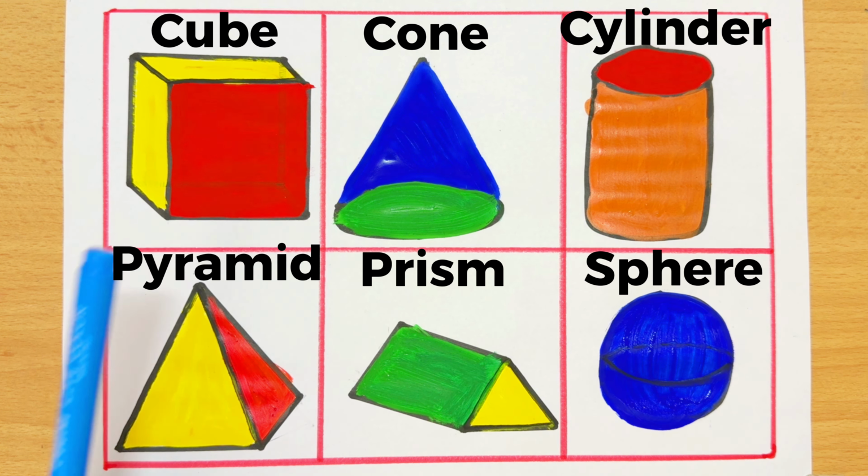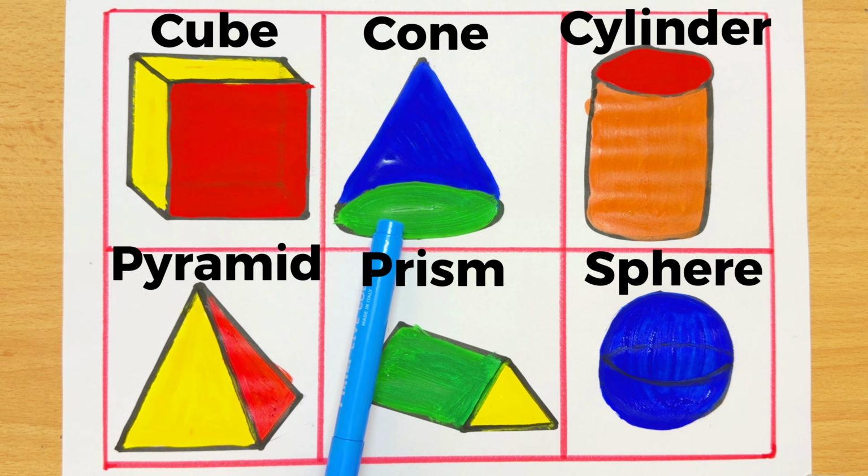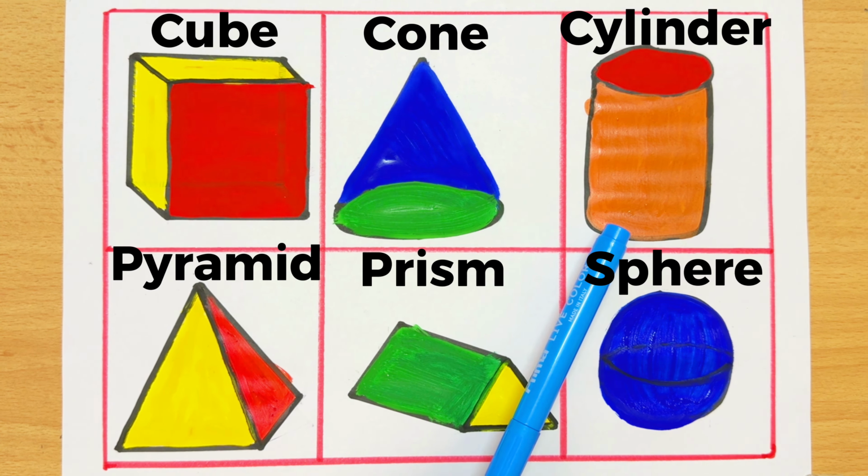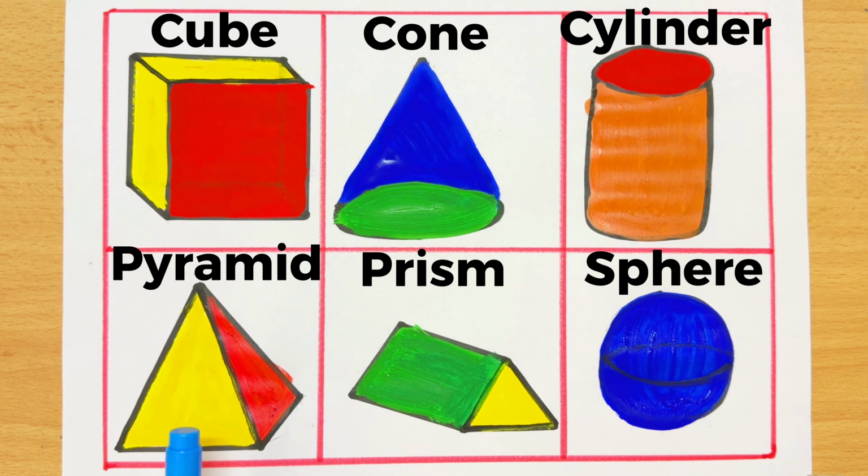Blue. This is a cube. This is a cone. This is a cylinder. This is a pyramid. This is a prism. This is a sphere.